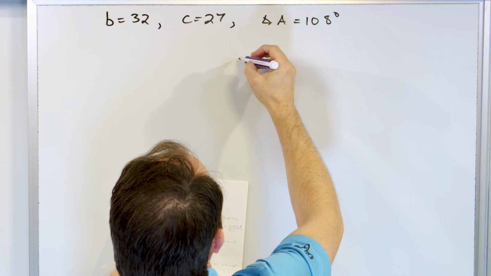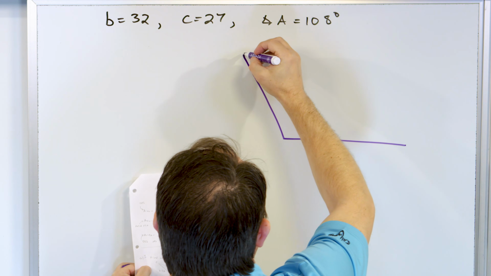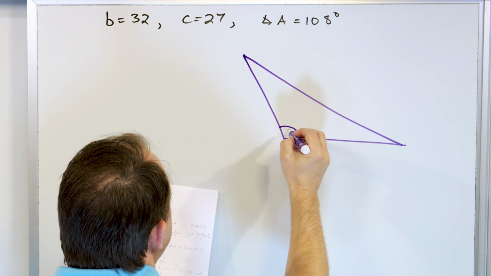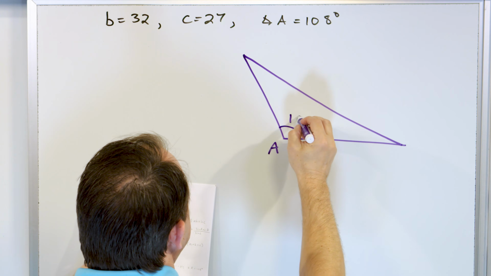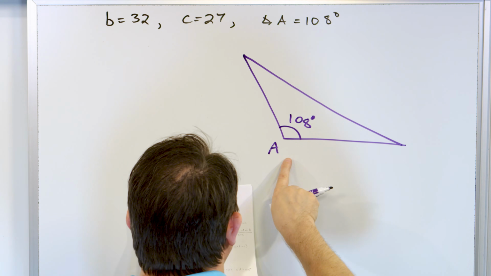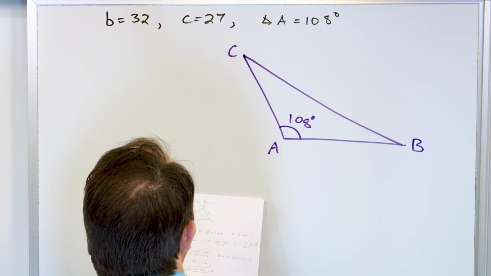So essentially, we're going to have a triangle that looks something like this. It's not exact, but it's going to look something like this because this angle I'm calling angle A, and that's 108 degrees. It's bigger than 90 degrees. All right. And if this is angle A, this one we'll call angle B. This one we'll call angle C.